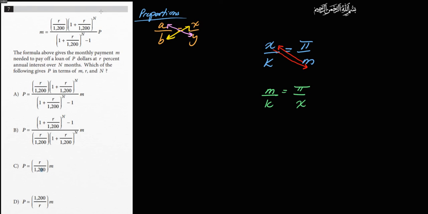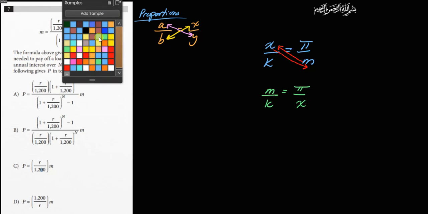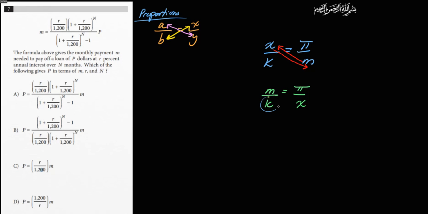I just swap them, and that's honest to God okay to do. Then you have to get rid of the m, because you're solving for m. So you just take the k over there, and m is going to equal pi times k over x. If you know these properties of proportion, it makes it very easy to solve equations like this.